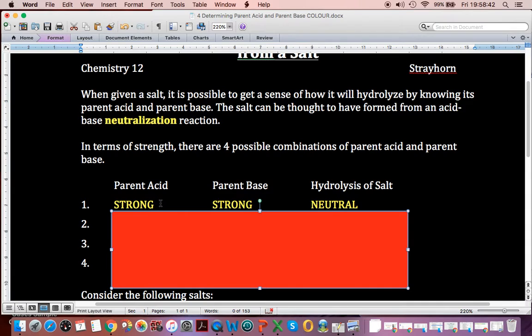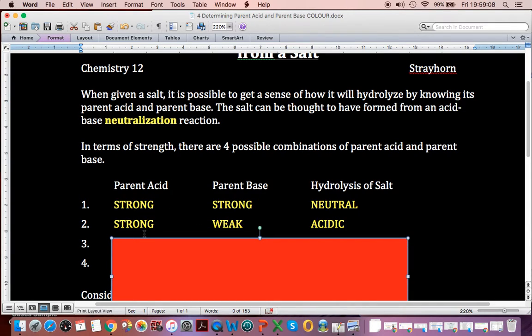If the parent acid that made the salt was a strong acid and the parent base was a strong base, the salt will be a neutral salt. So something like sodium chloride. The chloride came from HCl, a strong acid. The sodium came from sodium hydroxide, a strong base. And so we get a salt that just cannot hydrolyze at all.